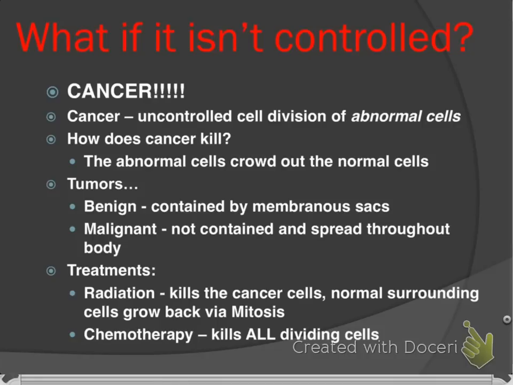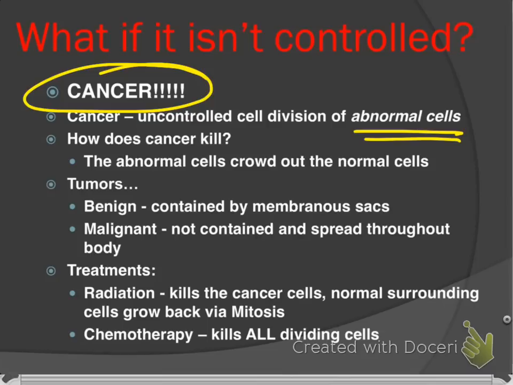So what if cell division isn't controlled? This is where cancer comes in. Now, cancer is not uncontrolled division of your normal cells. They are abnormal cells, okay? So they're cells that are already abnormal, but then they begin dividing uncontrollably. And then how does cancer kill? A really simple definition is the abnormal cells will crowd out the normal cells as they continue to grow.